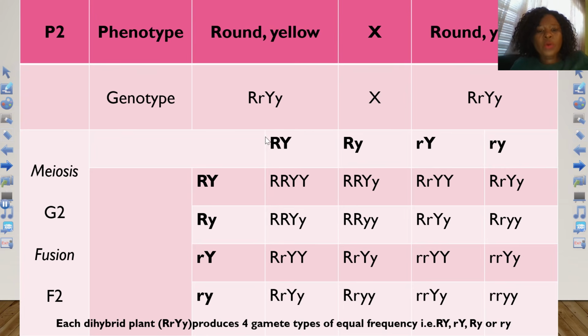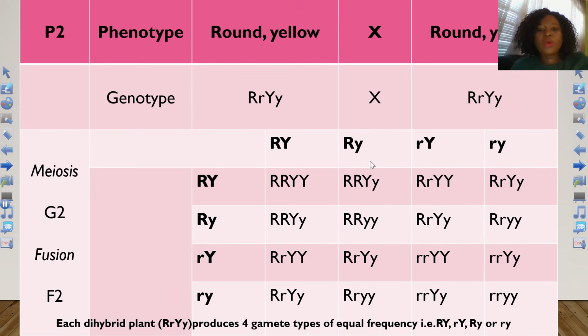So second row, we are crossing capital R, capital Y with capital R, small y. So therefore the offspring becomes capital R, capital R, capital Y, small y. Then in the third row, we are crossing capital R, capital Y with small r, capital Y, and therefore our offspring becomes capital R, small r, capital Y, capital Y. And then lastly, we have capital R, capital Y with small r, small y. So we are done with the first column.